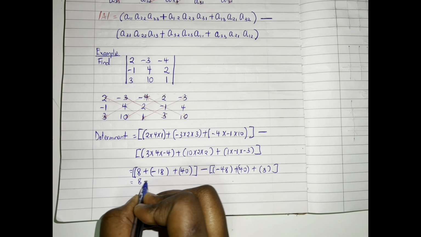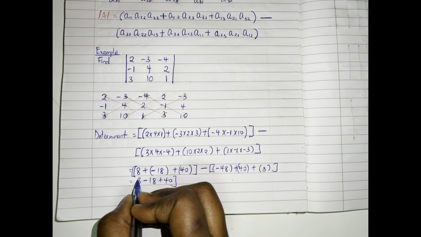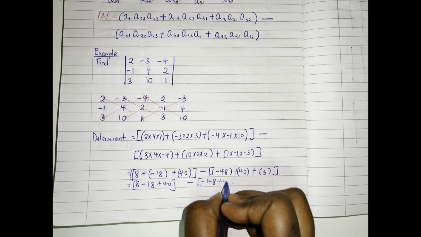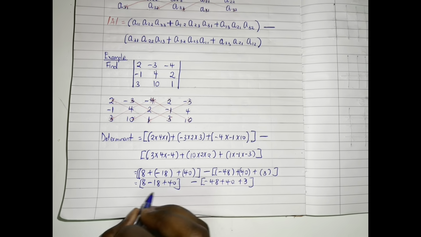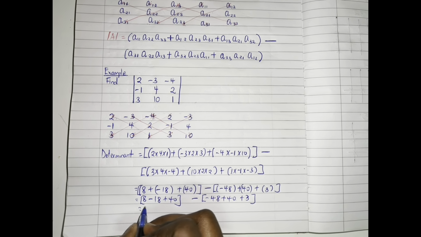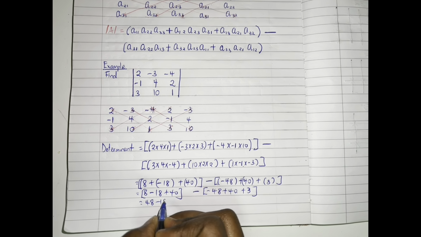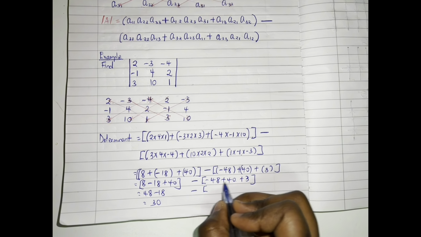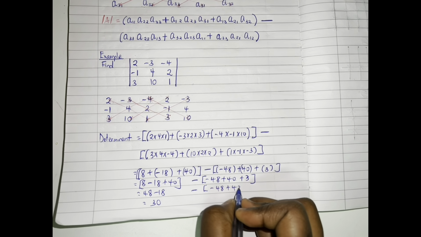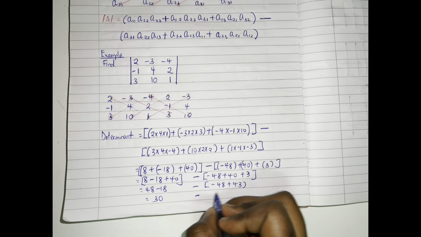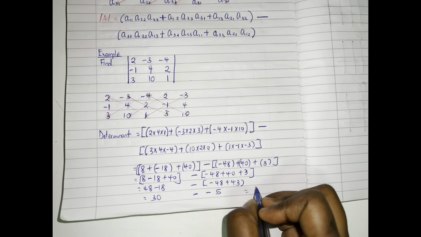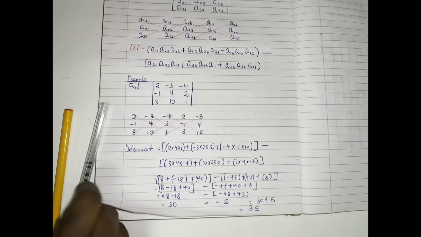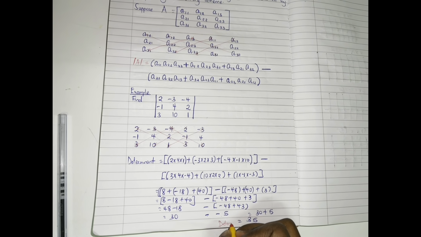So we have 8 minus 18 plus 40 minus negative 48 plus 40 plus 3. So 8 plus 40 is 48, minus 18 is 30. Then minus, this one is negative 48 plus 43, so we're going to have negative 5. So 30 minus negative 5 is a positive: 30 plus 5, our answer will be 35. So our determinant is 35.